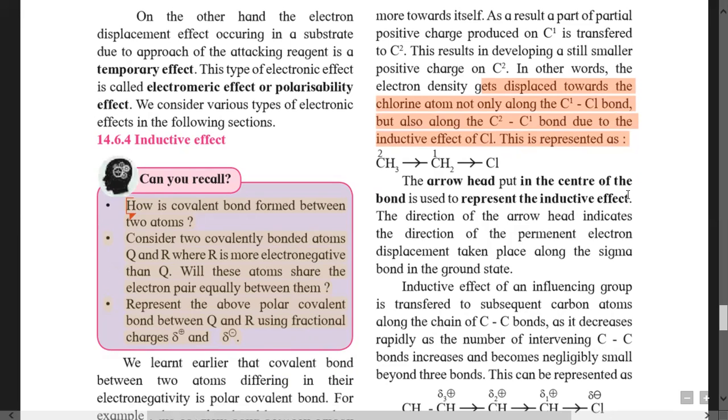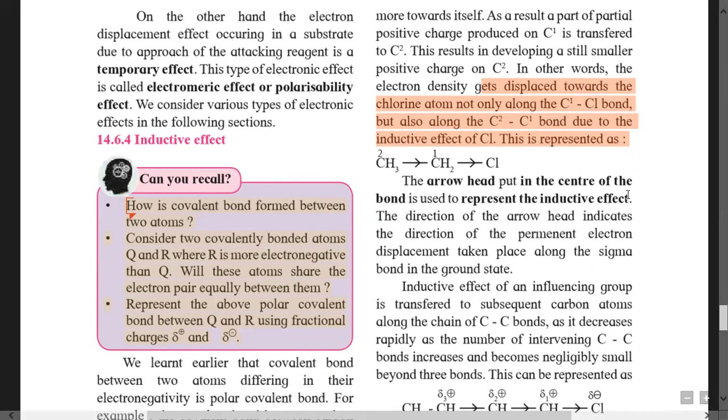Here, due to the electronegativity difference of chlorine and carbon 1, the electron pair present between carbon 1 and chlorine is slightly pulled towards chlorine, and therefore it develops a polarity, that is, delta negative charge on chlorine and delta positive charge on carbon number 1.